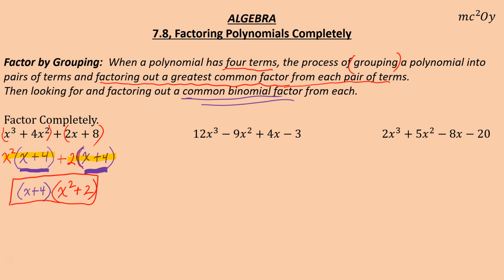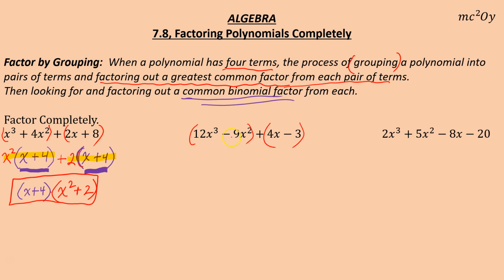Okay, let's try another one here. So I have 4 terms, 1, 2, 3, 4. I should still look for a greatest common factor. No greatest common factor comes out, so I'm just going to try groups. And once again, I'm going to try just the first 2 terms that I see. There's a group and there's a group.